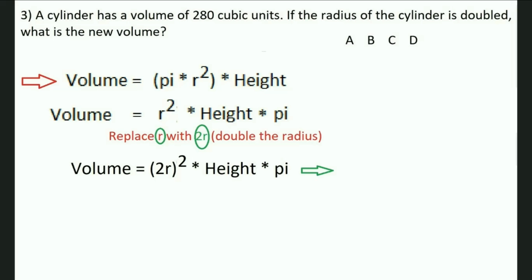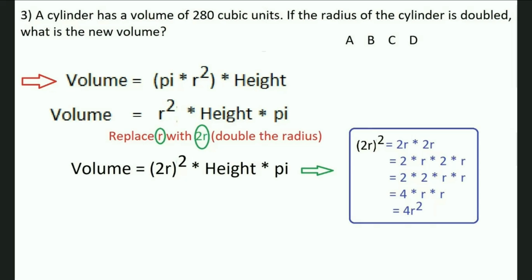Now, let's break down 2r squared. If you see that arrow, this is how you break down 2r squared using the order of operations. 2r squared is the same as saying 2 times r times 2 times r. If we rearrange that, it becomes 2 times 2 times r times r. 2 times 2 is 4.